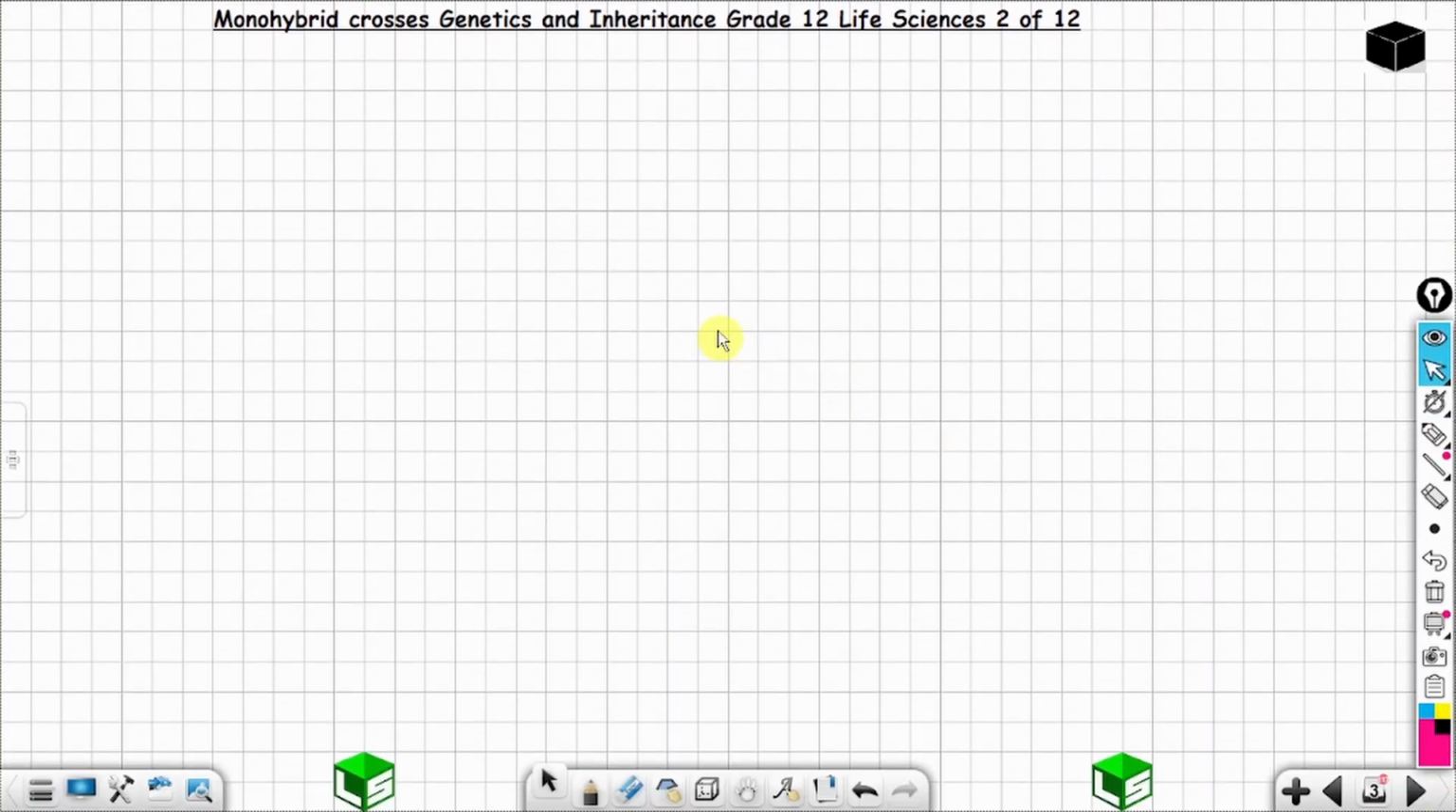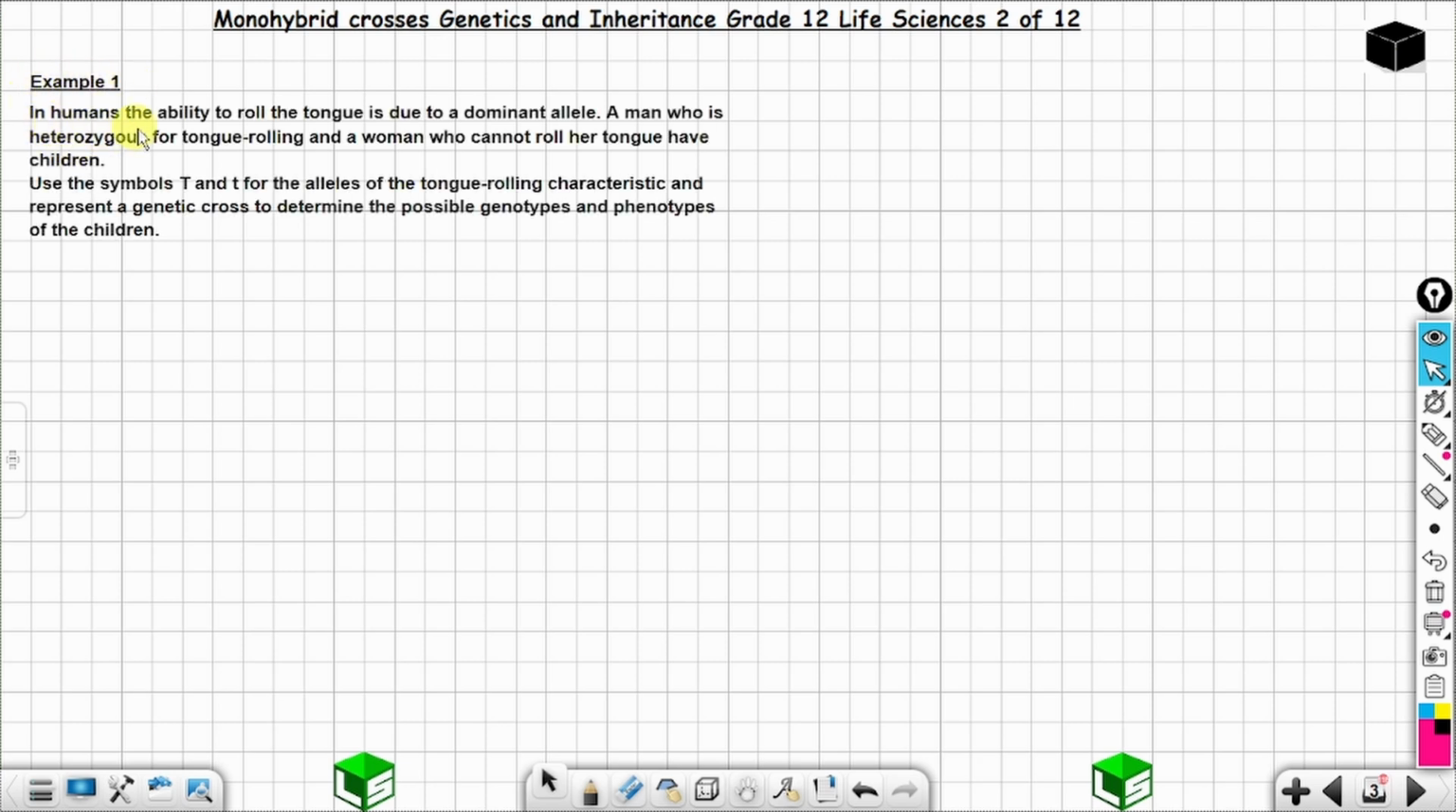Okay, let's do some examples. Example number 1. In humans, the ability to roll the tongue is due to a dominant allele. A man who is heterozygous for tongue rolling and a woman who cannot roll her tongue have children. Use the symbols capital letter T and lowercase t for the alleles of the tongue rolling characteristic and represent a genetic cross to determine the possible genotypes and phenotypes of the children.